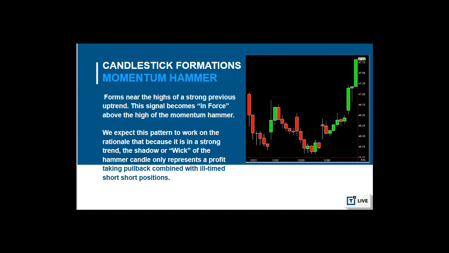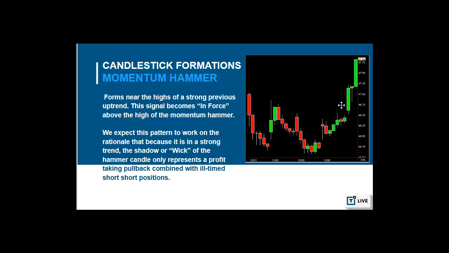The momentum hammer forms near the highs of a strong previous uptrend. The signal becomes in force above the high of the momentum hammer. We expect this pattern to work on the rationale that because it is in a strong trend, the shadow or wick of the hammer candle only represents a profit-taking pullback combined with ill-timed short positions. What does that mean? What that means is we have a strong move up into here.